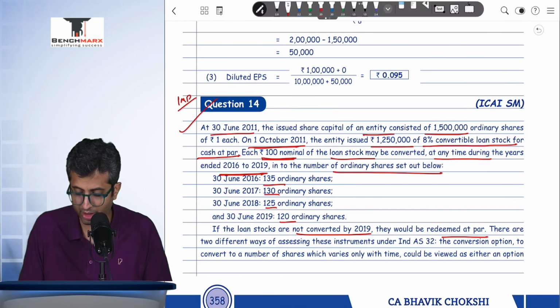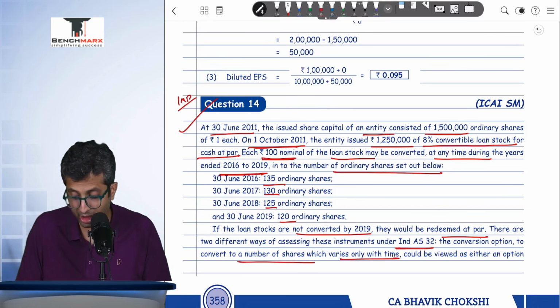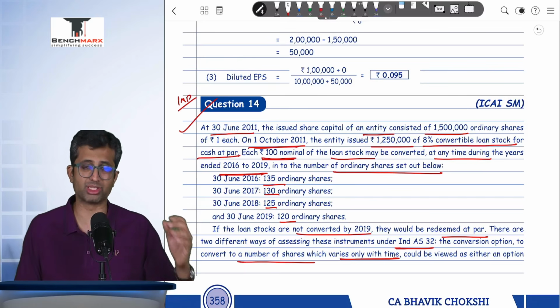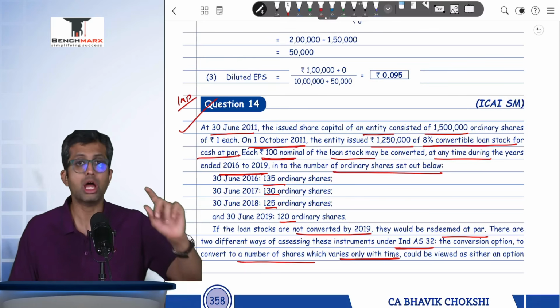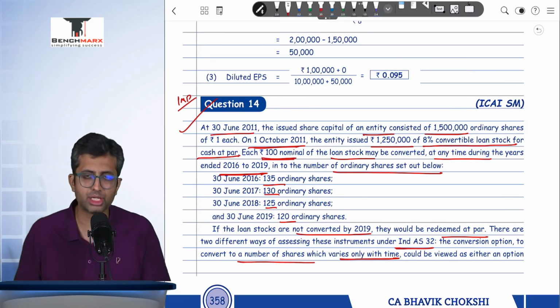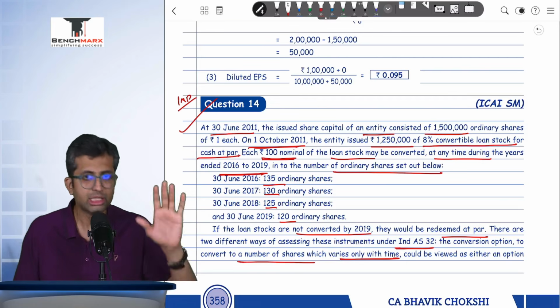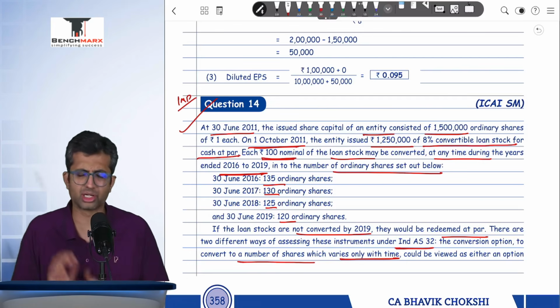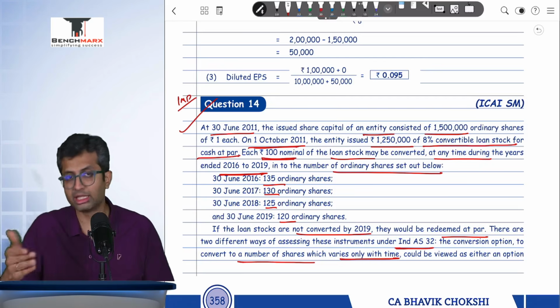There are two different ways of assessing the instruments under Ind AS 32. Conversion option to convert into a number of shares, which varies only with time. Remember, when you do Ind AS 109 and 32, if there is variability in the number, it is actually liability in nature. However, if the variability is due to time, or there are certain other exceptions like bonus, etc., then it can be taken as equity.